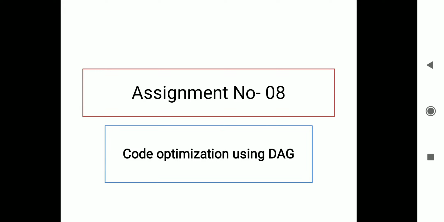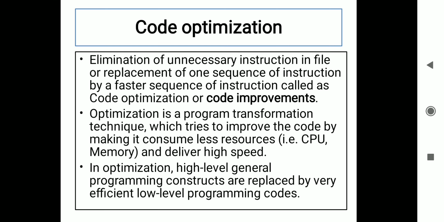In this video lecture, we are going to see the lab assignment of compiler, assignment number 8, that is code optimization. So here we are going to see the code optimization using directed acyclic graph. So the code optimization is nothing but code improvement or code transformation.